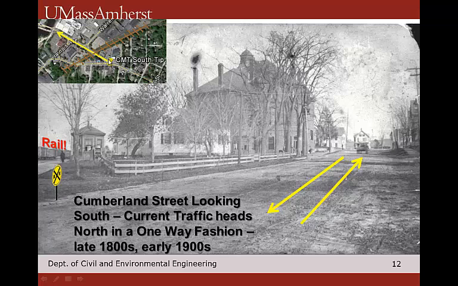This same point was this point all the way down here, so we're basically traveling this way, right? This is Cumberland Street looking south if you're going this way, and it's north if you're coming this way. If you're coming towards the train tracks, you're looking north. If you're going away from the train tracks, you're looking south. Current traffic heads north in a one-way fashion, and this picture's from the late 1800s and early 1900s. But again, prior to 1983, traffic was going in both directions.